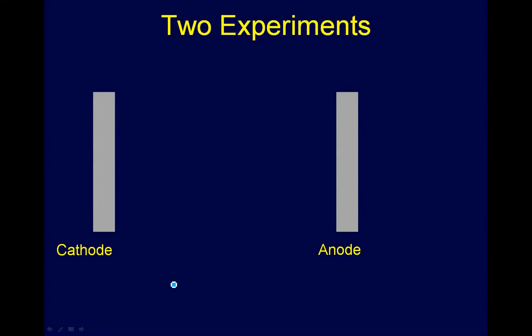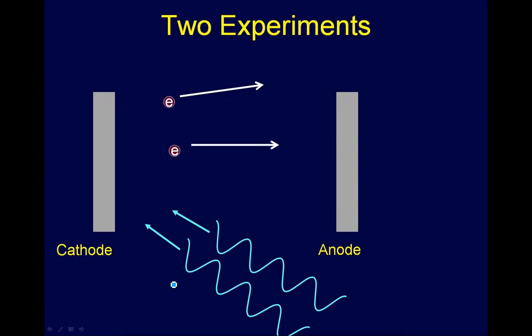So in our experiment, we define just two pieces of metal. One's called the cathode, one's called the anode. And what we do is we shine light on here, and electrons are released. Now, if the electrons are going fast enough, they'll actually reach the anode.